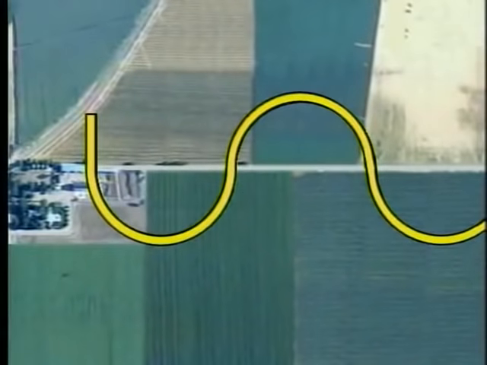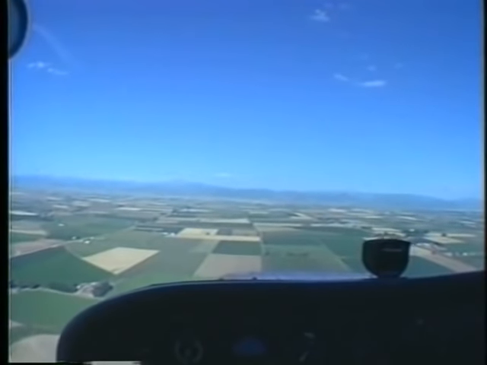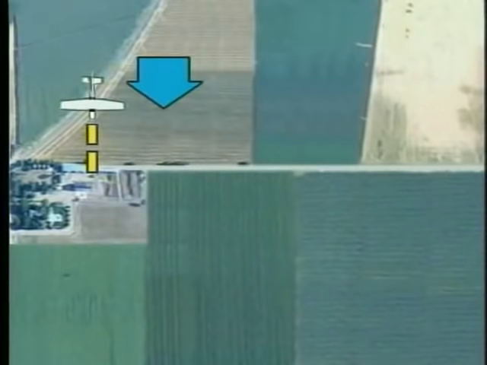S-turns are a series of alternating left and right 180-degree turns across a reference line on the ground. During each turn, a constant radius is maintained by varying the angle of bank to compensate for wind drift. To begin, select a road, fence, railroad, or section line which lies perpendicular to the wind and is long enough for a series of turns. Approach the road on a downwind heading at an altitude between 600 and 1,000 feet AGL. When you're directly over the road, begin your turn.